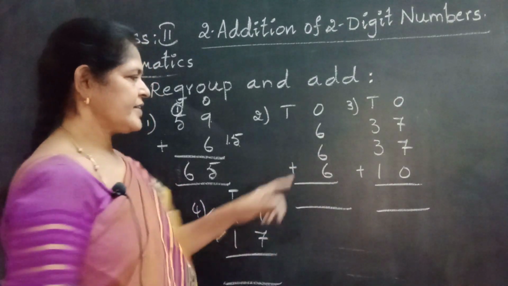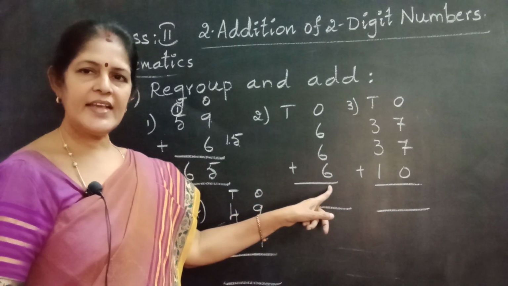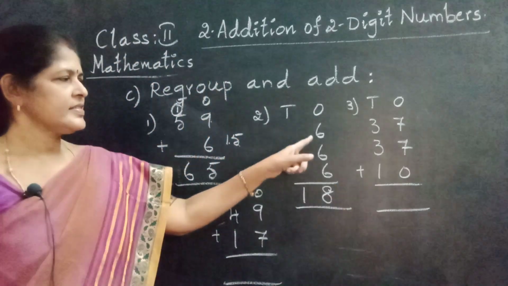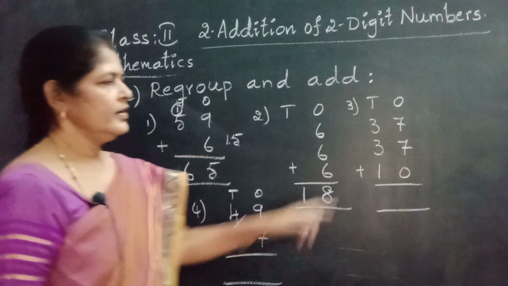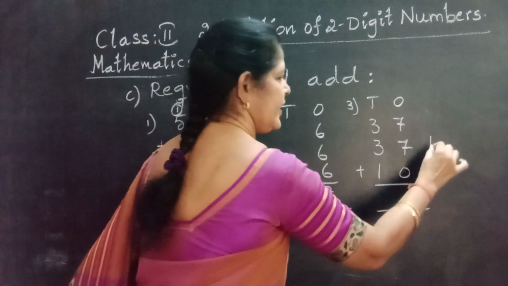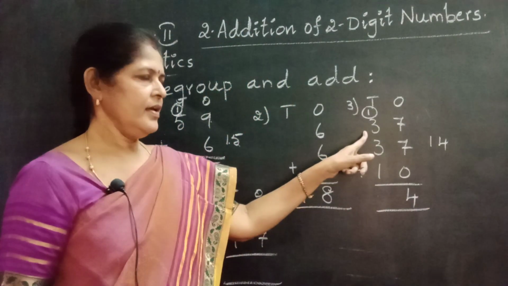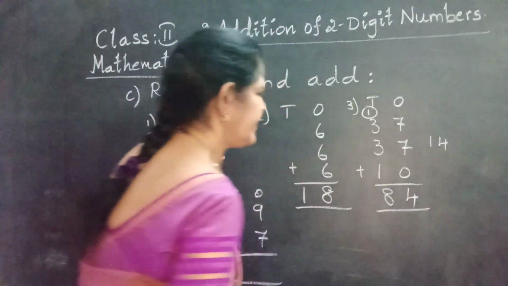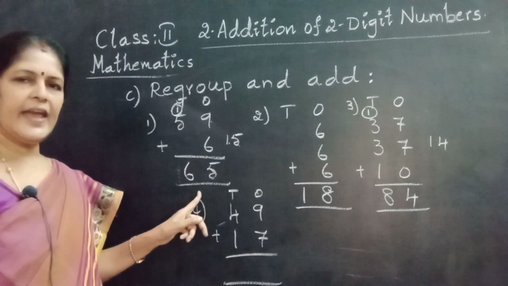I come to here. 6 plus 6 plus 6. Only once. 6 plus 6, 12. Very good. 12 plus 6, 18. 1 ten and 8 ones. 6 plus 6, 12. 12 plus 6, 18. Now go to that one. 37 plus 37 plus 10. 7 plus 7, 14. 4 right here. 1 carry over. 1 plus 3, 4. 4 plus 3, 7. 7 plus 1, 8. 84. You also get 84 only. Very good. Here 18. Here 65.